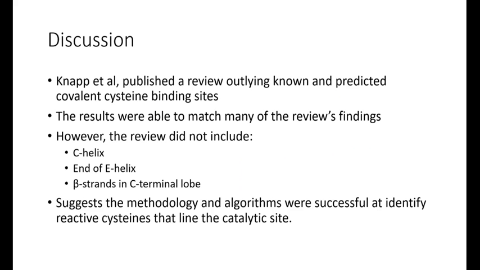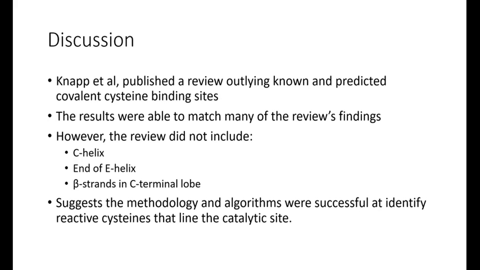A recent review by Knapp and colleagues outlined several cysteine locations on kinase active sites that can potentially bind covalently with inhibitor molecules. Many of the identified cysteines from this study match cysteine locations reported in the review. This includes cysteines on kinases with known crystal structures and known covalent inhibitor targets. However, this study also found several reactive cysteine locations that were not explicitly outlined in the review.